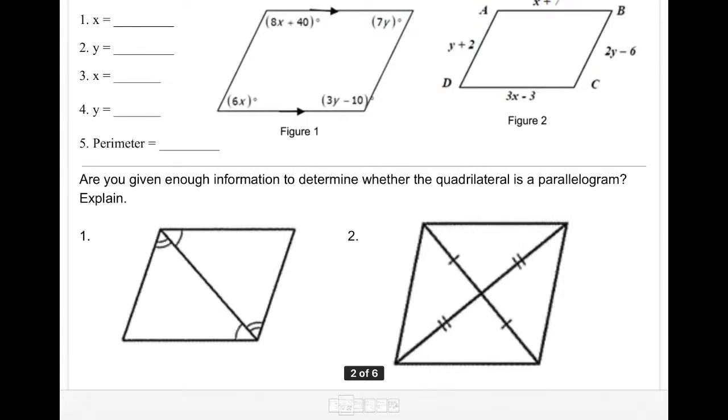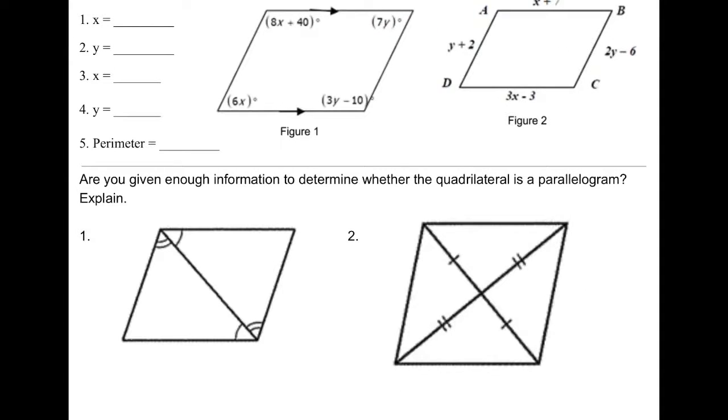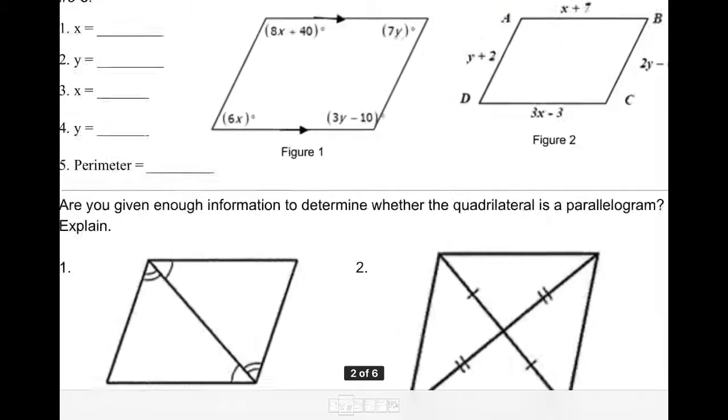All right, next section, we are told to find the values according to the figures to the right. Numbers 1 and 2 are for figure 1. Numbers 3, 4, and 5 are for figure 2. So let's tackle figure 1 first.